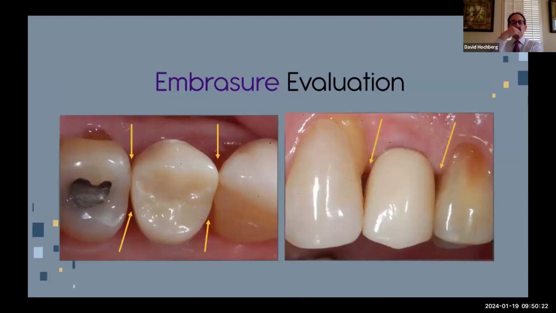But let's take a look at it. Look at the embrasures. Look at the contact placement. It's exactly where you want it. You cannot see any metal underneath that tissue. The soft tissue is dense and it's anodized yellow. We're ready to cement it.